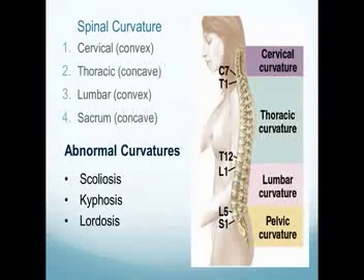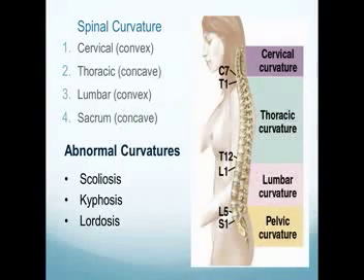Each one of these spinal curvatures actually has either a convex or concave shape, depending on what curvature we're looking at. So here, the cervical curvature has a convex shape, whereas the thoracic is concave, the lumbar convex, and then sacral concave. And really what this creates is that standard S shape, as we see.